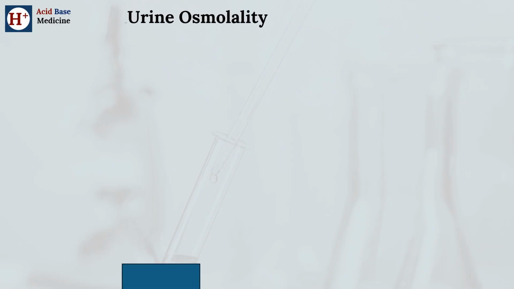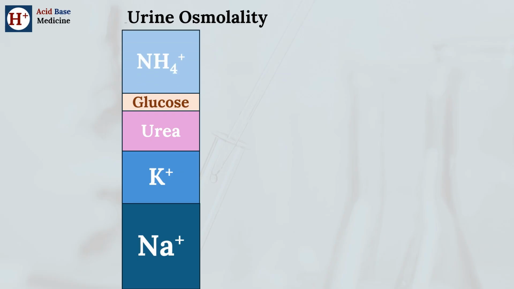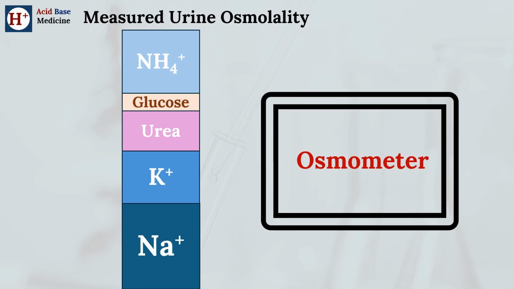What is urine osmolality? Urine osmolality is determined by the concentration of solutes in the urine: sodium with its anion, mainly chloride, potassium with its anion, urea, glucose if present, and ammonium. Urine osmolality is measured using an osmometer.